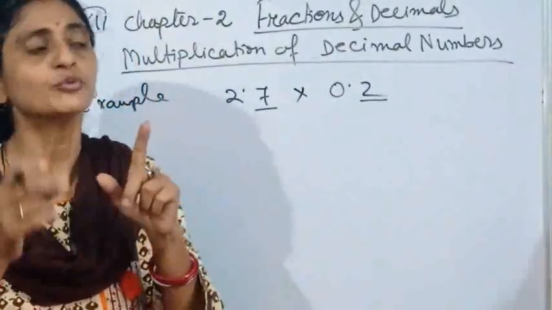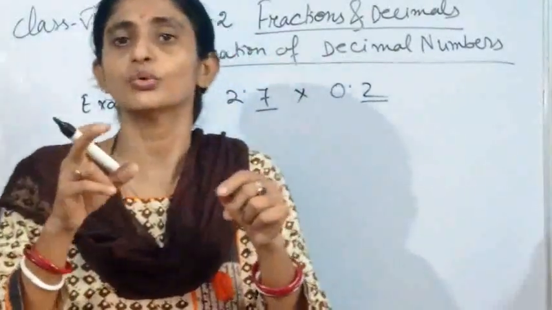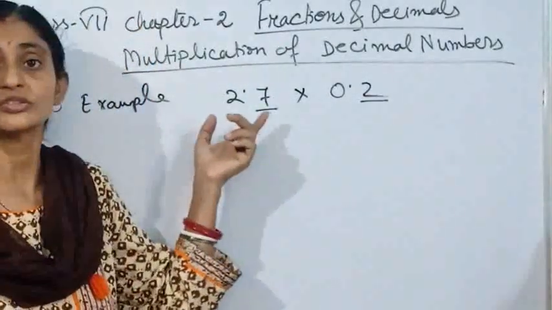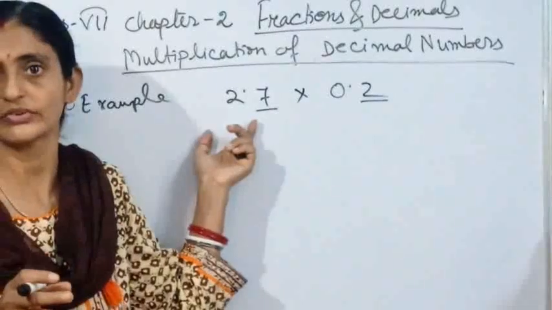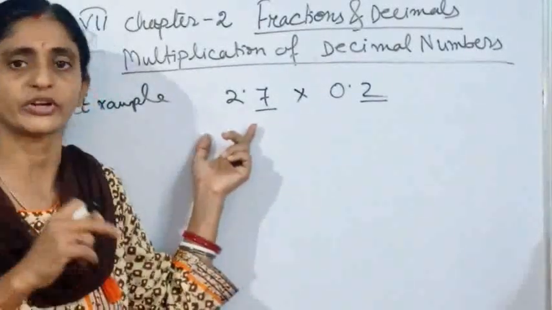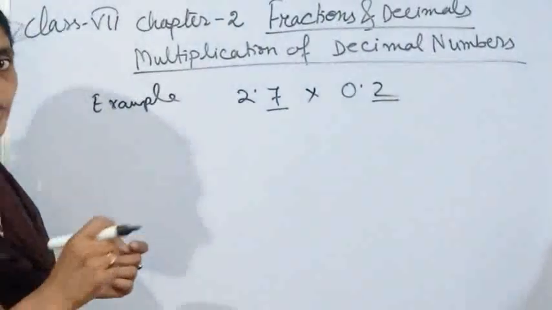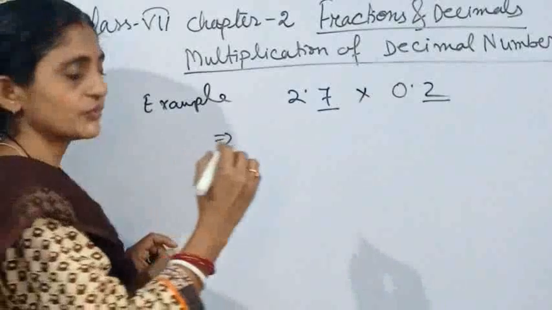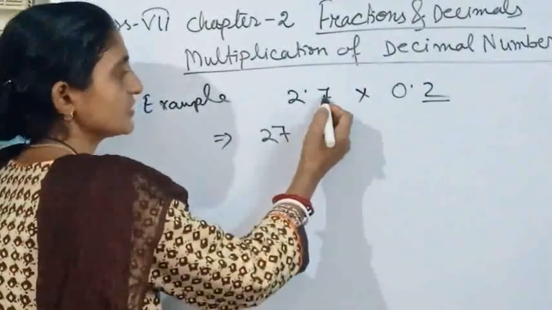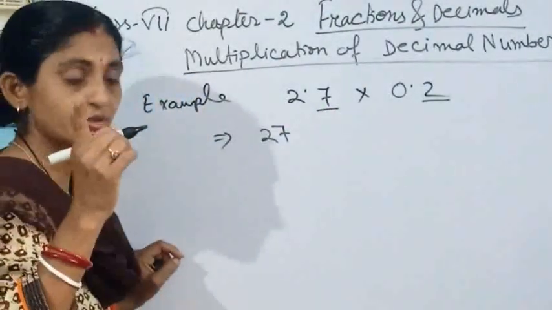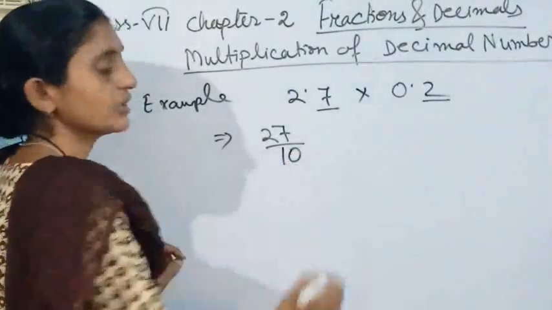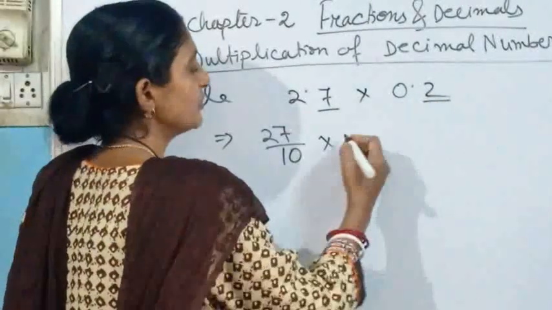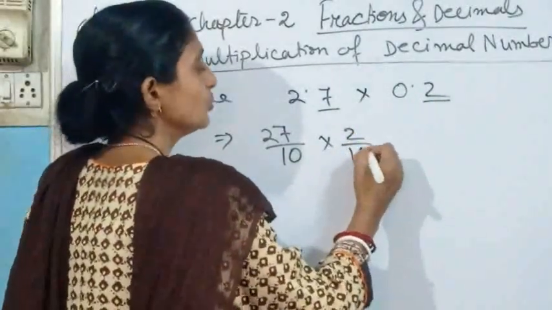For that I will show you the way as we were doing in fractions. So first I will convert these decimal numbers into common fractions. This decimal fraction will be converted to a common fraction. How can I do it? See here, 2.7 stands for 27 over 10, because 7 is in the tenths place, which means one decimal place, so I divide by 10. Now the second number is 0.2. One decimal place is there, so I can write it as 2 by 10.